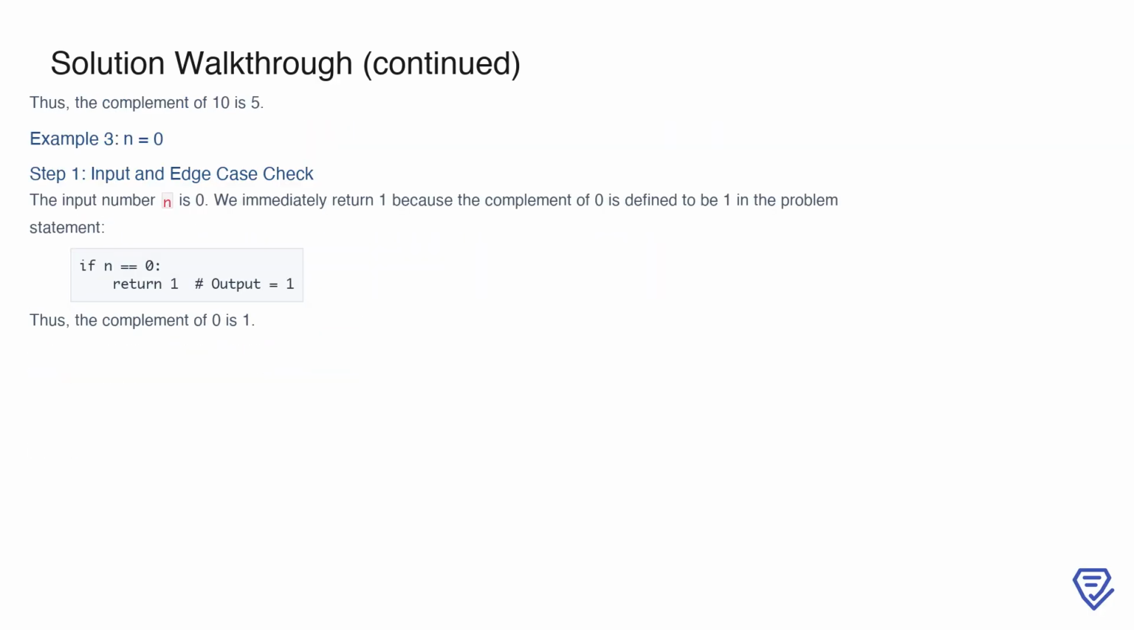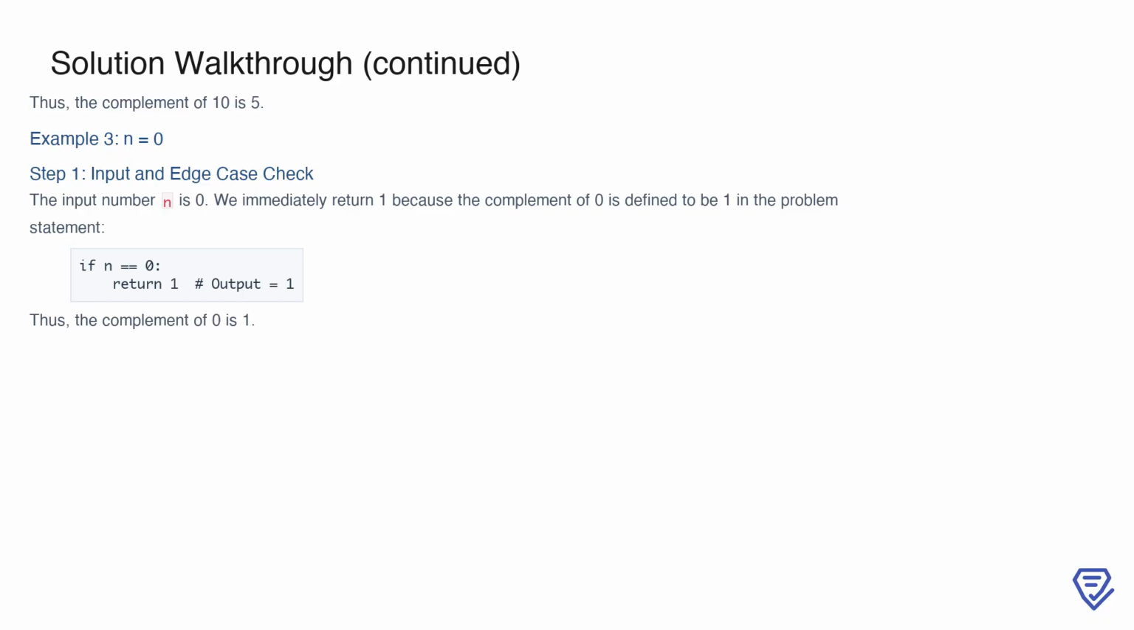Finally, let's look at the case where n equals 0. In this case, we directly return 1 without any further calculations. This is because the problem explicitly defines the complement of 0 as 1. Therefore, the output for n equals 0 is simply 1. With these examples, we've seen how to handle different cases, from the calculations for non-zero numbers to the edge case where n is 0.